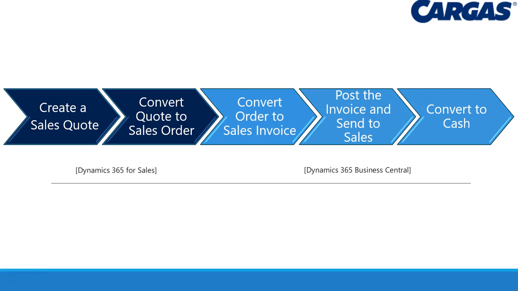What we're going to highlight in today's demo is we're going to start off in CRM and create a sales quote, convert the quote to a sales order. Once we create the sales order, the integration will pass it over to Business Central. We will be able to invoice that order. We'll be able to invoice and ship and send it back to sales, and then finally convert the invoice and receive the cash on that.